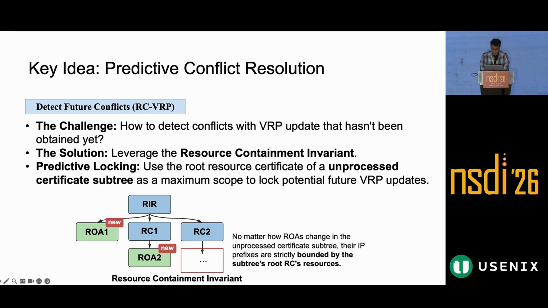And our solution leverages a resource containment property. That is, no matter how ROAs change in the unprocessed certificate subtree, their IP prefixes are strictly bounded by the subtree's root RC's resources. And the key idea is predictive locking. We use the root RC of the unprocessed certificate subtree as a maximum scope to lock potential future VRP updates.